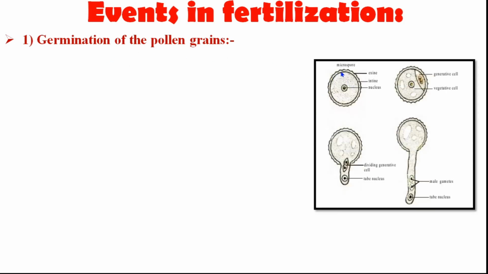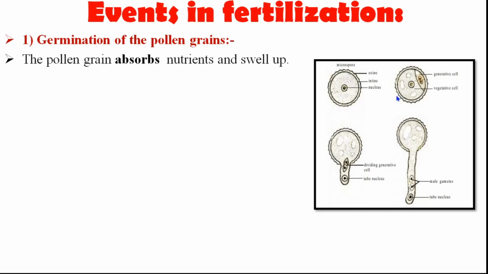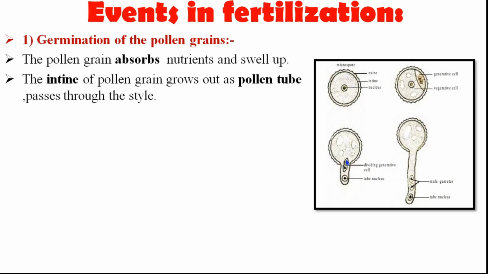Let's discuss the events in fertilization. First is germination of the pollen grains. The pollen grain, which is known as the microspore, is surrounded by the exine externally, and the intine is the inner wall. The nucleus at the center is divided into the generative nucleus and the tube nucleus. When this pollen grain absorbs water and nutrients, it swells up and develops the pollen tube.